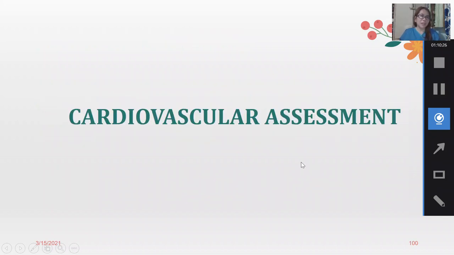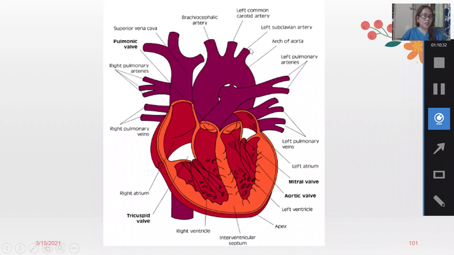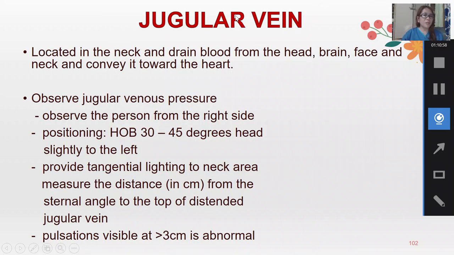Okay, we're done with the breast examination. Let us now proceed to the cardiovascular assessment. Okay, just a brief review of your anatomy of your cardiovascular. So, meron kang mga valves dyan, the pulmonic valve, the mitral valve, the aortic valve, the tricuspid valve, and so on and so forth. And yung mga parts ng iyong cardiovascular, your heart. Okay, but our focus is the jugular vein. The jugular vein is located in the neck and it drains blood from the head, brain, face, and neck, and conveys it towards the heart.